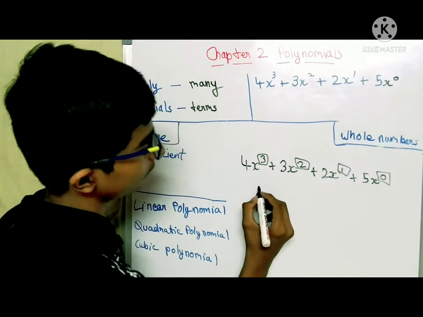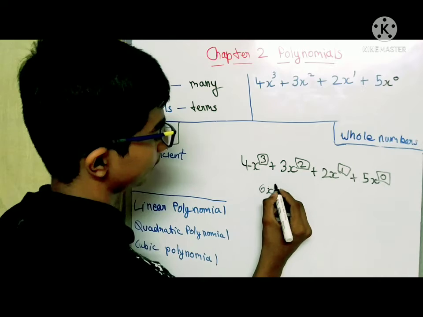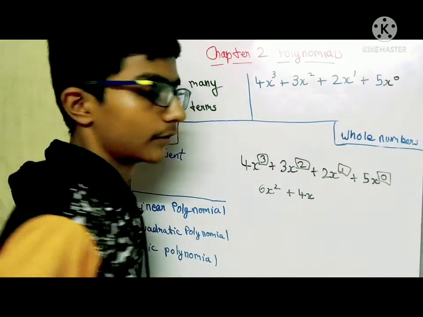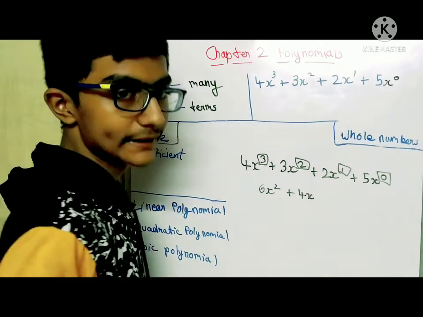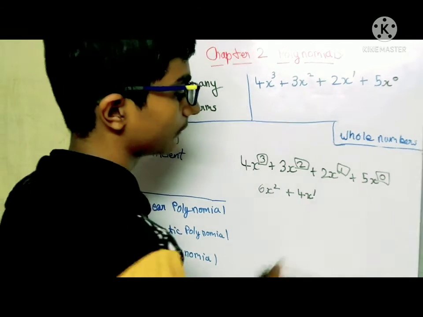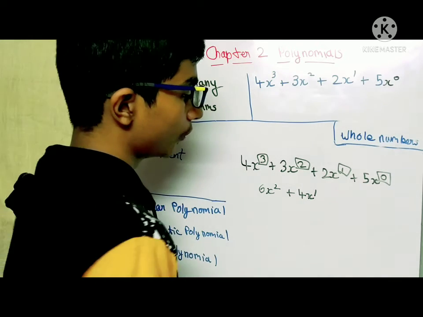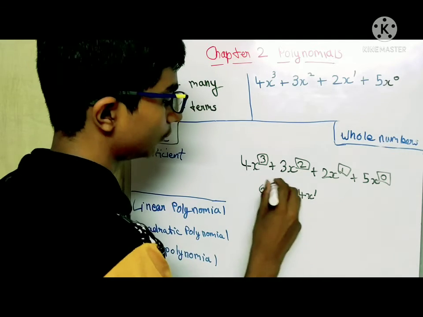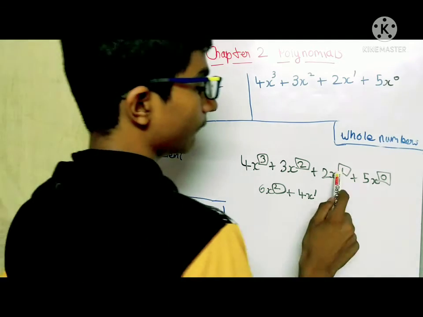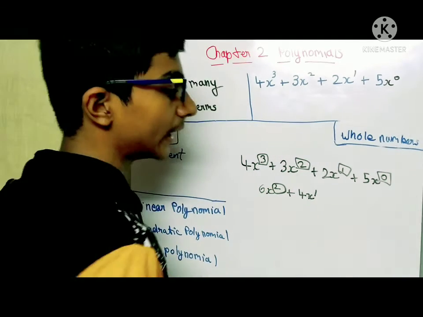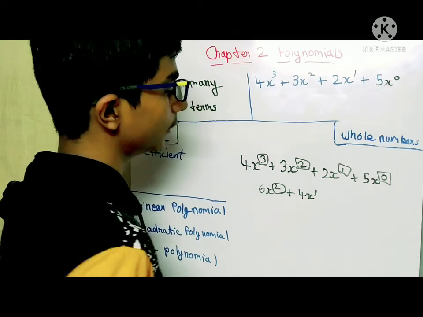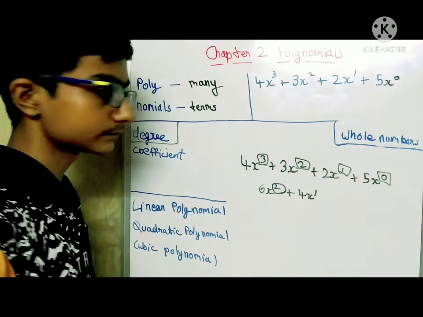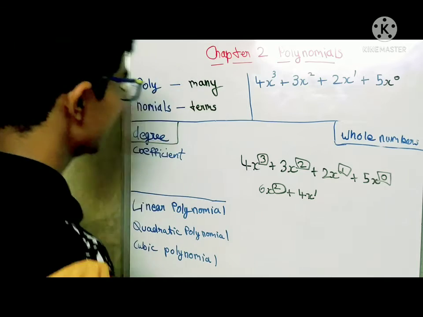Another example, 6x squared plus 4x. So what will be the degree in this equation? Here nothing is given, so the power is 1, and 2 is greater than 1, so the degree will be 2. In the earlier equation, 1 is greater than 0, 2 is greater than 1, and 3 is greater than 2. So the greatest is 3, so 3 is the degree. Have you understood what degree is?